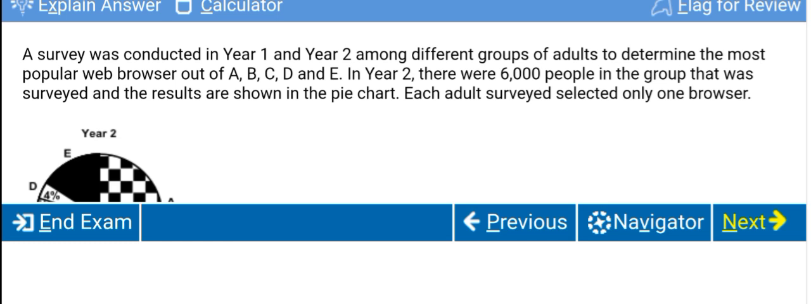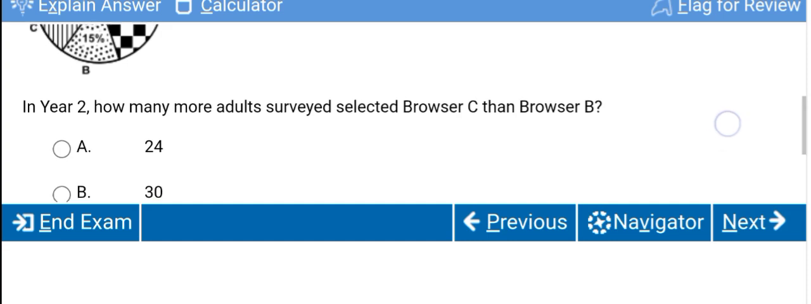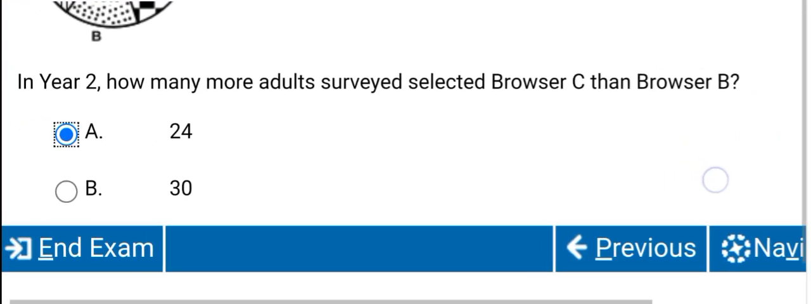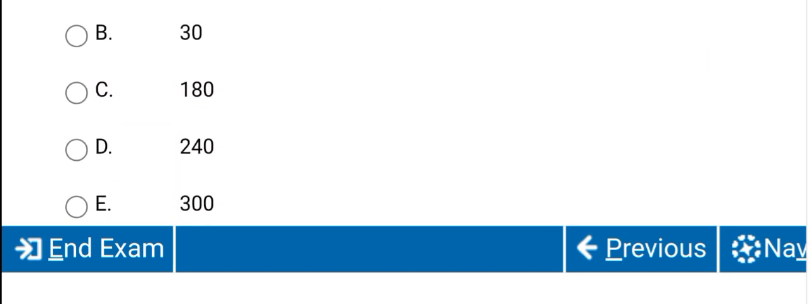In the next question, we have the same information as you can see in this passage with the same diagram. But the question is that in year 2, how many more adults surveyed selected browser C than browser B? Option A, 24. Option B, 30. Option C, 180. Option D, 240. Option E, 300.